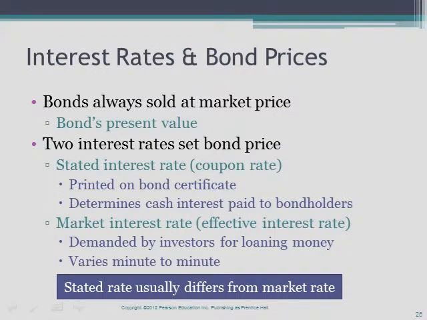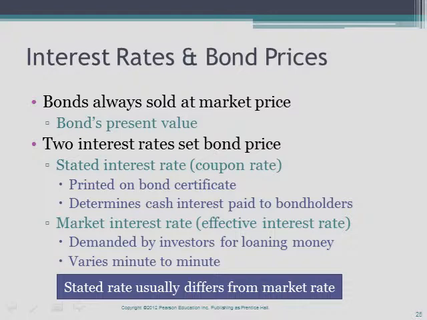Bonds are always sold at their market price, which is the amount investors will pay for the bond. Market price is the bond's present value, which equals the present value of the principal payment plus the present value of the cash interest payments. Interest is usually paid semi-annually, or twice a year. Some companies pay interest annually or quarterly.